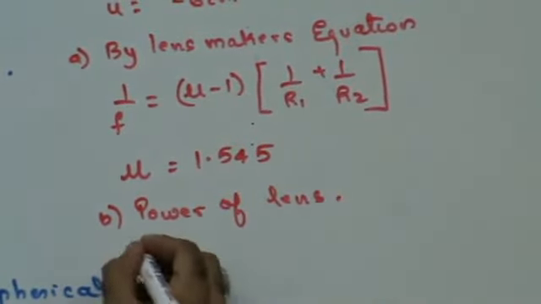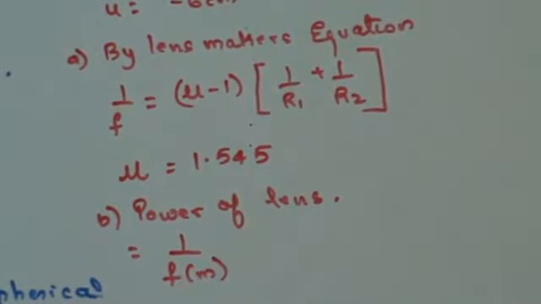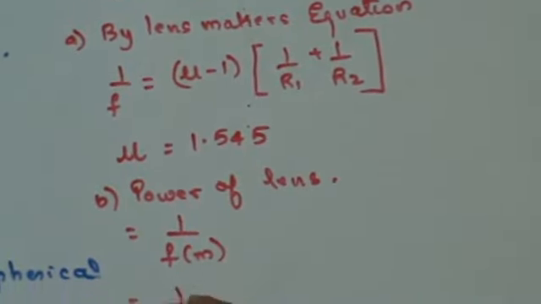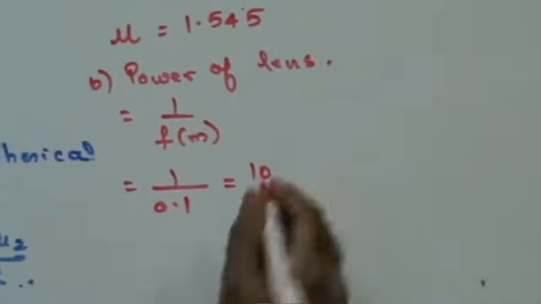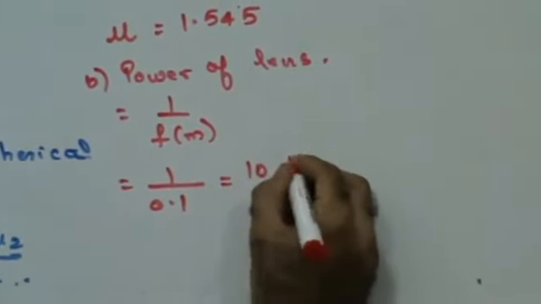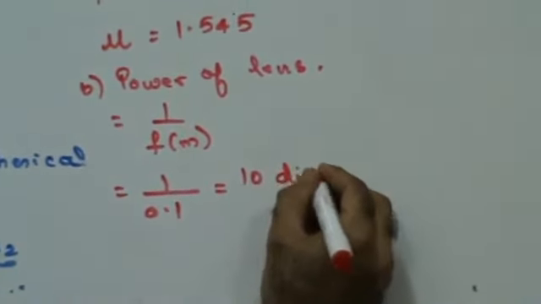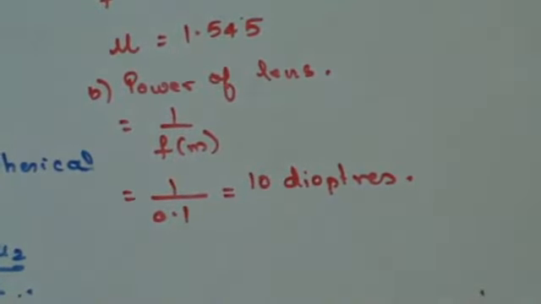Second, they've asked you to find out the power of the lens. Power of the lens is nothing but 1 upon focal length in meters. Right? 1 upon focal length in meters, which is 0.1. So power of the lens is going to be 10 diopters. That's the unit. That's the second part of the question.